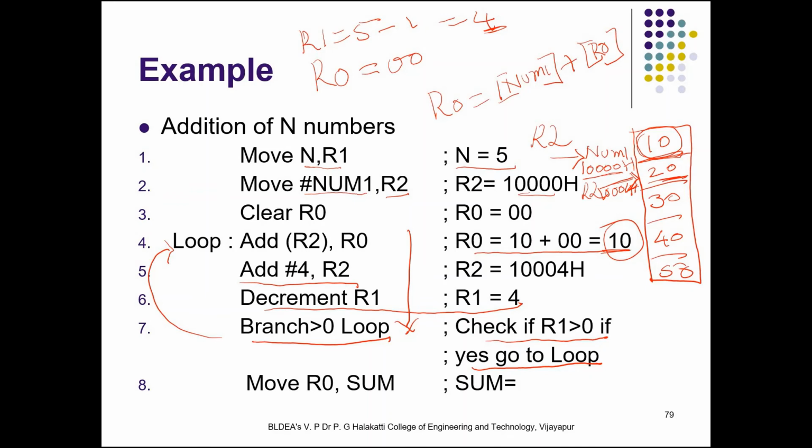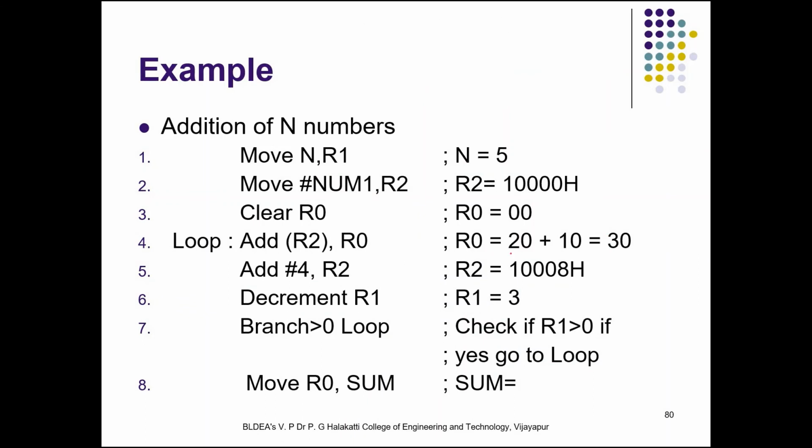Now again I have said add R2 comma R0. Now what will be the content now? R2 will contain 20 because we had already shown here it is going to contain 10, 20, 30. So the next value that is pointed by R2 is 20. So 20 will be added to previous content of R0, which is 10. Now the answer becomes 30. Then R2 is supposed to point to the next number, that is 30. So I increment R2 by 4. So R2 will point to the next number.